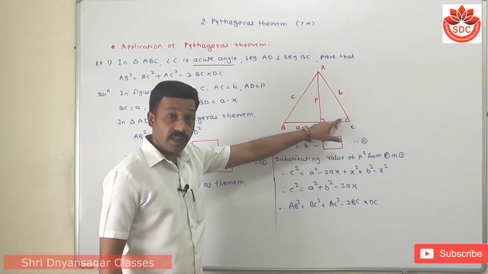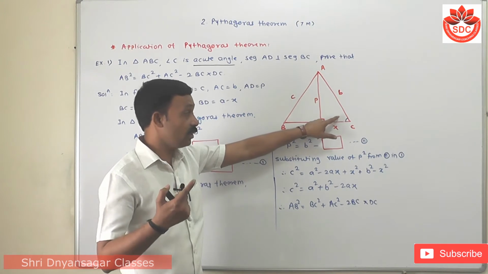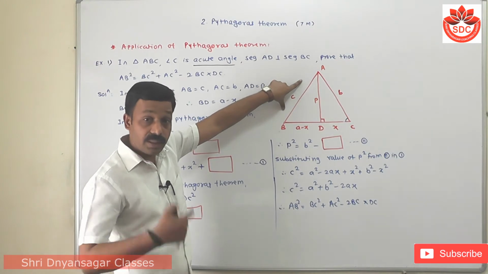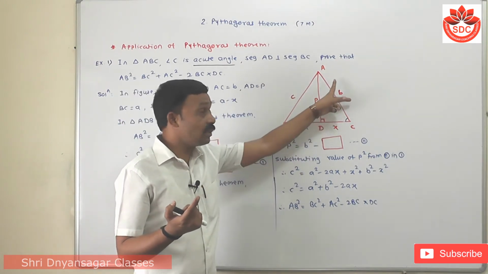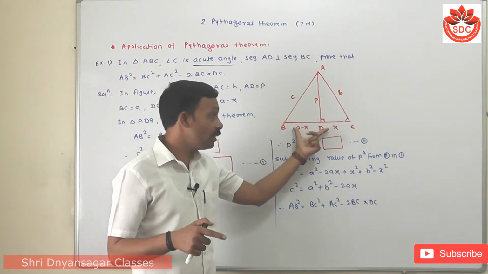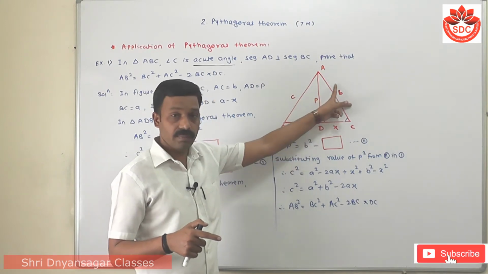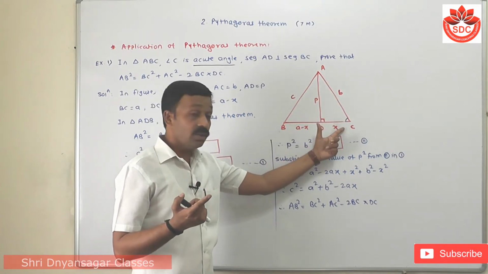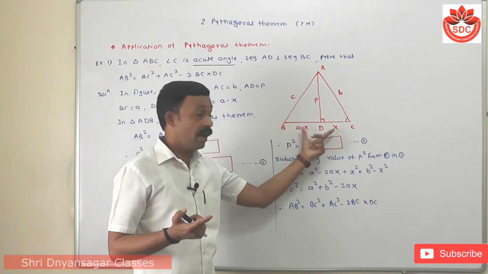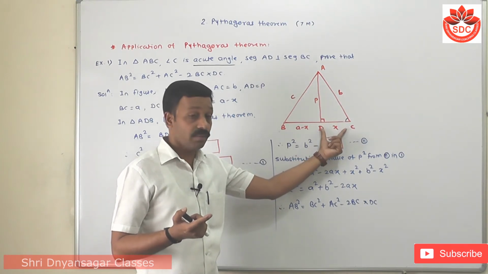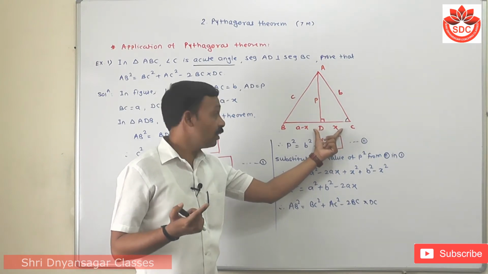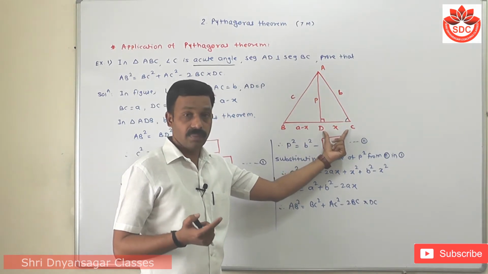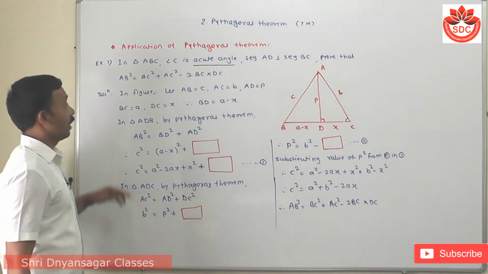This is an acute angle, so take the first relation. We have to solve its relation. The side opposite to this acute angle is AB. So AB square is equal to the sum of the remaining two sides' squares, that is BC square plus AC square, minus twice BC into the perpendicular part, the side which is adjacent to the acute angle. This is our acute angle triangle property.